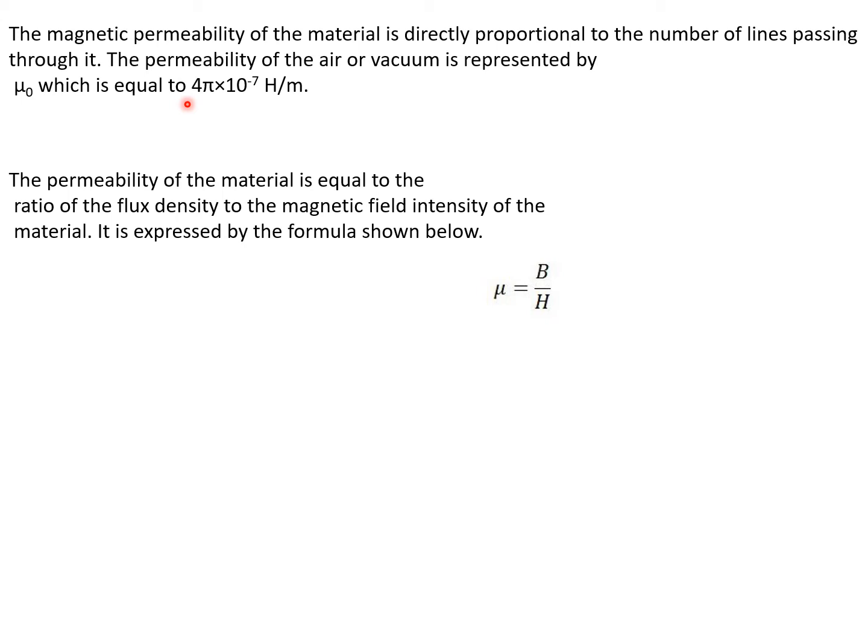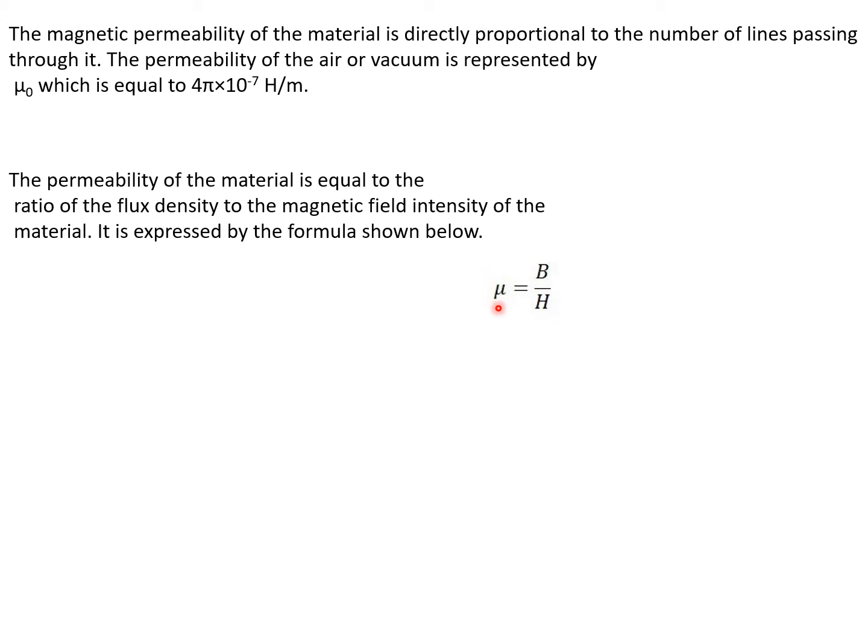Whether it is magnetism or electromagnetism, they both depend upon a certain property of the medium, which is known as permeability. This permeability consists of two: one is absolute permeability and the second is relative permeability. And the permeability is denoted by mu.